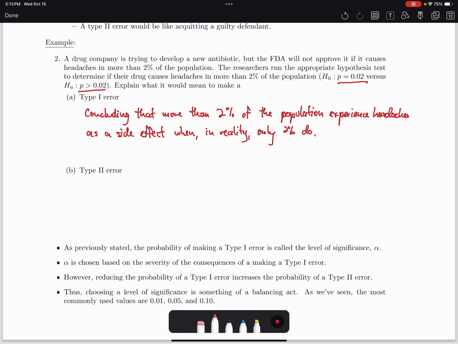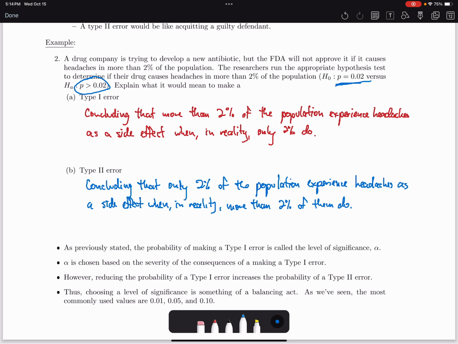Okay, what would it mean to make a type 2 error? Well, it would be just the opposite, right? To commit a type 2 error would mean that we conclude that only 2% of people experience headaches as a side effect, when in reality more than 2% of them do. Okay, so that's type 1 and type 2 errors.